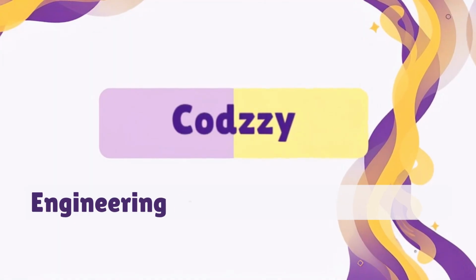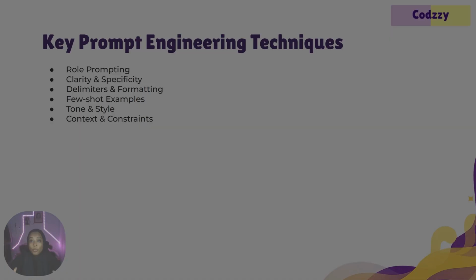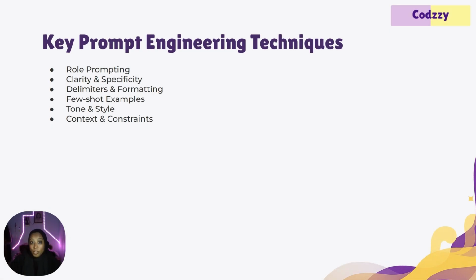We'll translate your character profile into clear instructions for the AI. From what you learned throughout this course, I want you to use role prompting, clear instructions, delimiters, few shot examples, and define tone, style, context, and constraints.